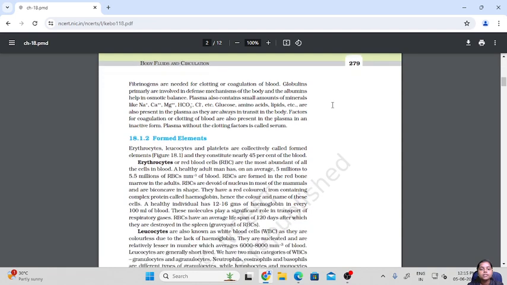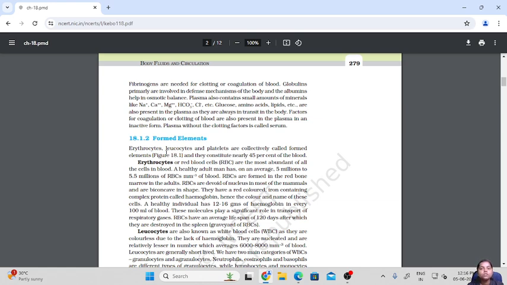Fibrinogens are needed for clotting or coagulation of the blood. Globulins are primarily involved in the defense mechanism of the body, and albumins help in maintaining the osmotic balance in the body. Plasma also contains some amounts of minerals like sodium, calcium, magnesium, hydrogen carbonate, chlorine, and also glucose, amino acids, lipids, etc., which are always present in transit in the body.